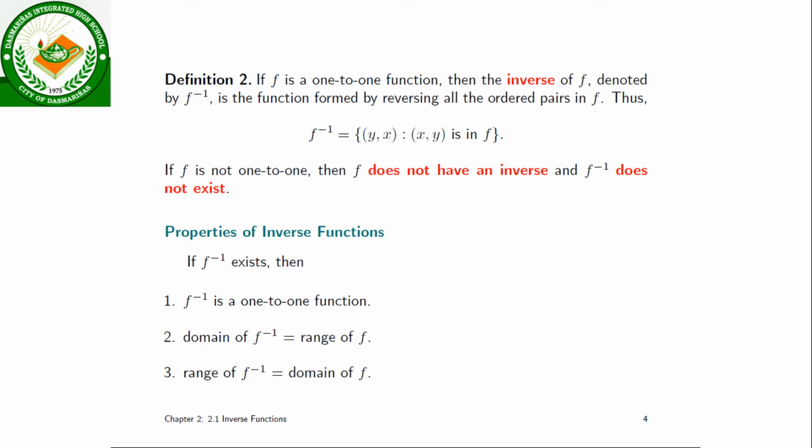There are some properties of inverse function. The first one is, if the inverse exists, the inverse of a one-to-one function is also one-to-one. So that is the first one. The second one is the domain of the inverse is the range of the original function, and the range of the inverse function is the domain of the function.